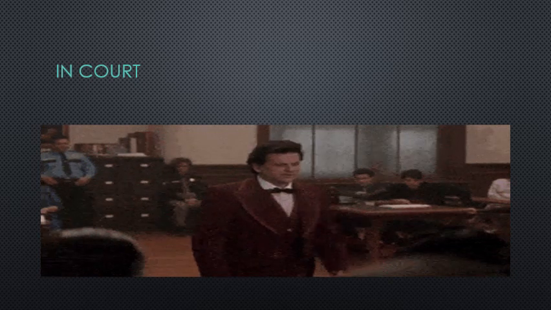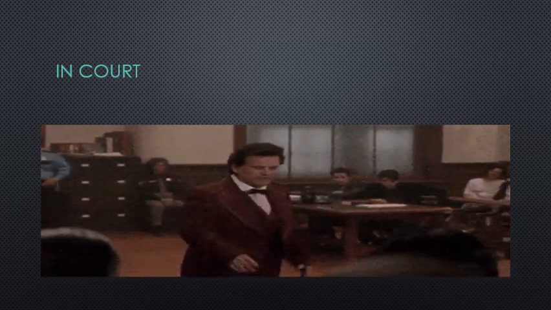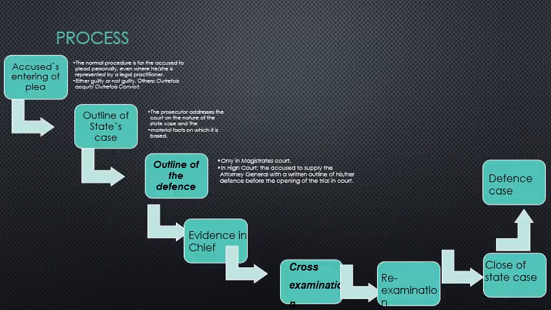We do not have the jury system in Zimbabwe, so the fancy drama stuff is different in that regard. Now, the trial process, as you can well see: the accused enters court and enters his plea. And we talked about this.